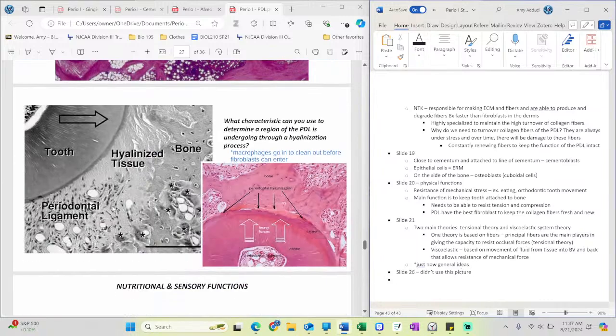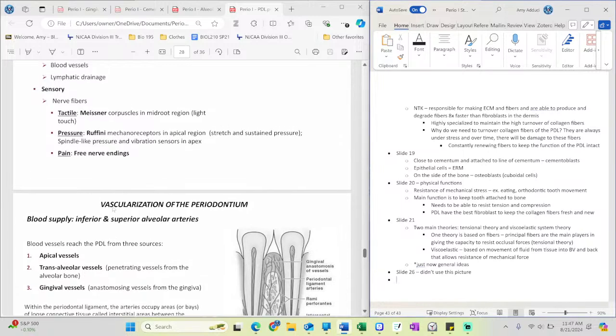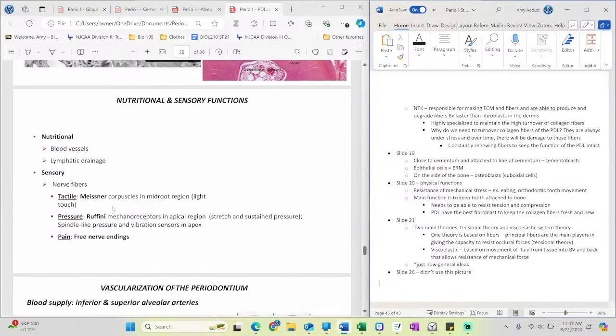So regarding nutritional and sensory functions, nutritional because, being a connective tissue and a very special ligament, in between the areas in which the collagen fibers are organized like in a ligament, there are areas of loose connective tissue. And because of that, we have big blood vessels and lymphatic vessels, and that is what gives nutrition not only to the actual PDL, but also to the cementum and to the superficial bundle bone. Okay.